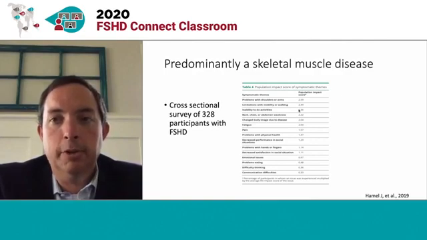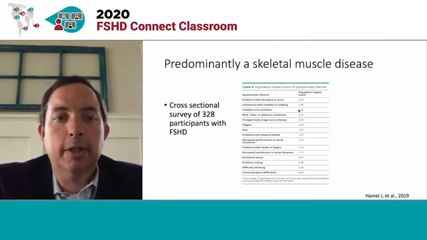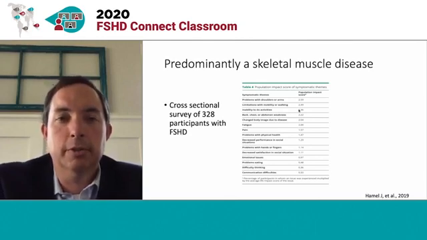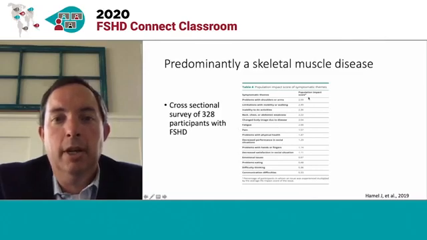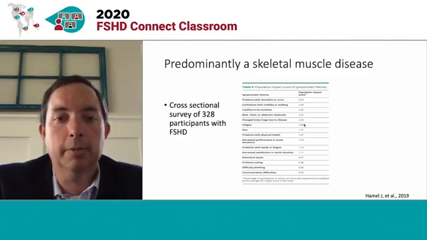This is work that was done at the University of Rochester, which is a cross-sectional survey of 328 participants with FSHD, looking at a series of different themes. What's the most impactful? What impacts you the most? This is straight from people with FSHD. You can see, no surprise, problems with shoulders and arms is the most impactful thing, followed by limitations with mobility and walking. But if you keep going down, you can see that most of the initial ranking of symptoms has to do with the muscle weakness that comes with FSHD.